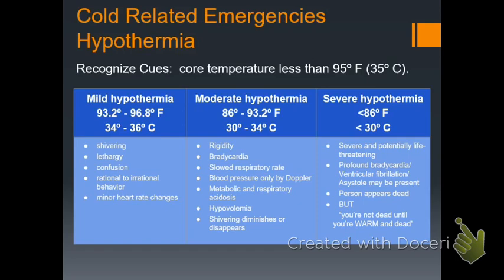Eventually, though, as the body gets colder and colder and shivering hasn't worked, then you go into moderate hypothermia, which is where you get a slowed respiratory rate, your blood pressure drops, you end up in some acidosis, you can get hypovolemic, fluid starts shifting, and the shivering disappears. And then severe hypothermia is almost death-like. So this is why people that are pulled out of frozen rivers and frozen lakes are still alive, because they've progressed through to severe hypothermia.